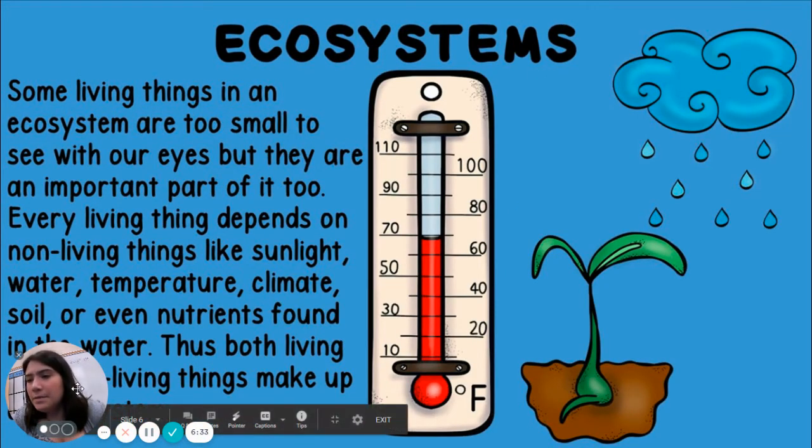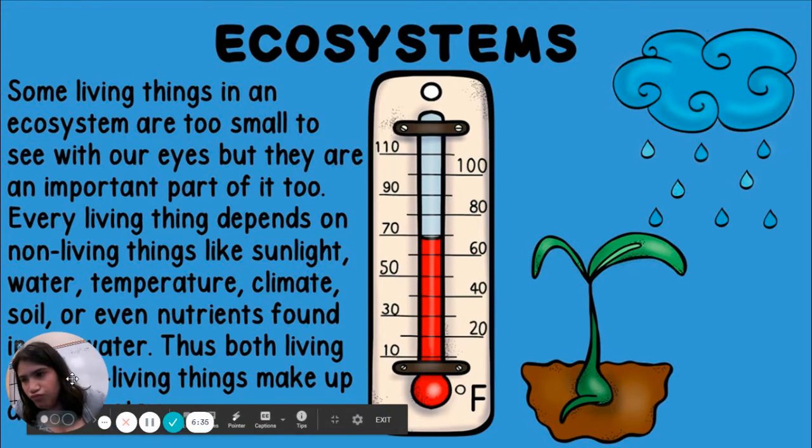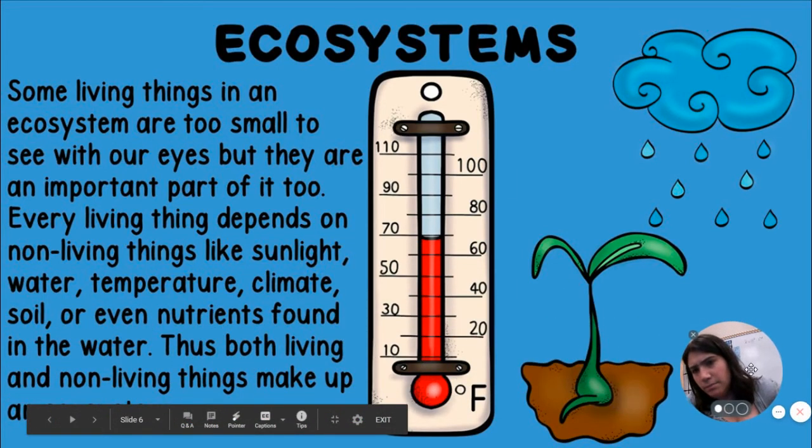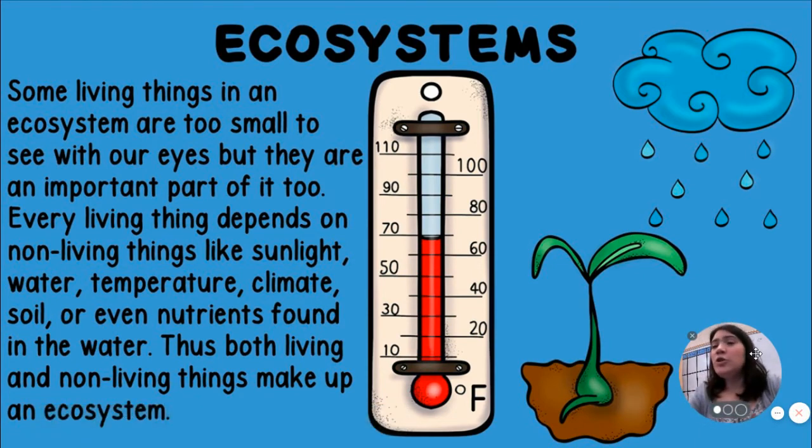Some living things in an ecosystem are too small to see with our eyes, but they are an important part of it too. Every living thing depends on non-living things like sunlight, water, temperature, climate, soil, or even nutrients found in the water. Thus, both living and non-living things make up an ecosystem.